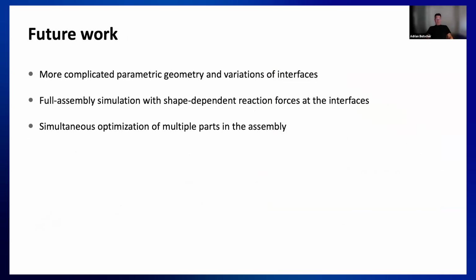All right, so some future work that we would like to consider. We would like to consider more complicated parametric geometry and variations of the interfaces. We have a means now of incorporating motion constraints into the update velocity, and these motion constraints could in principle be more complex than rotations, translations, and scalings. Second, in line with the introduction to my talk, we would most definitely like to apply this to full assembly simulation, where you have one part interacting with several neighbors, or more than one part co-moving and interacting with their neighbors.